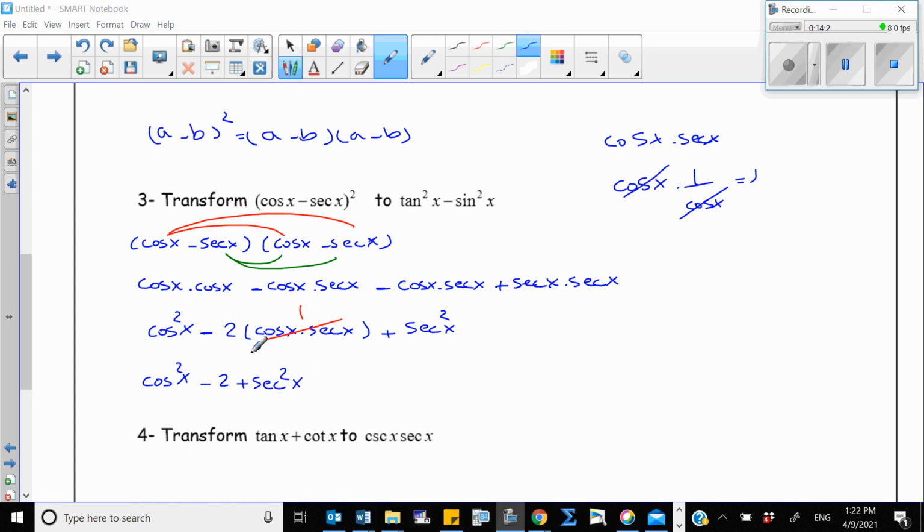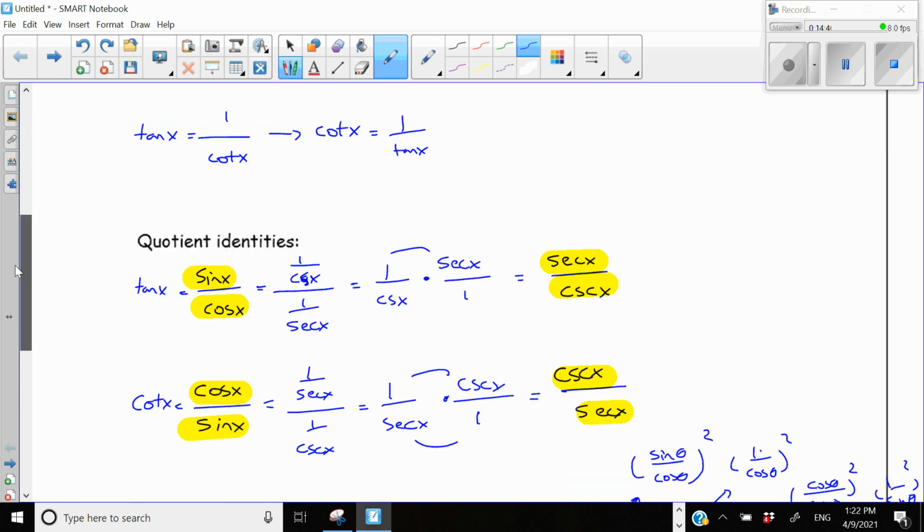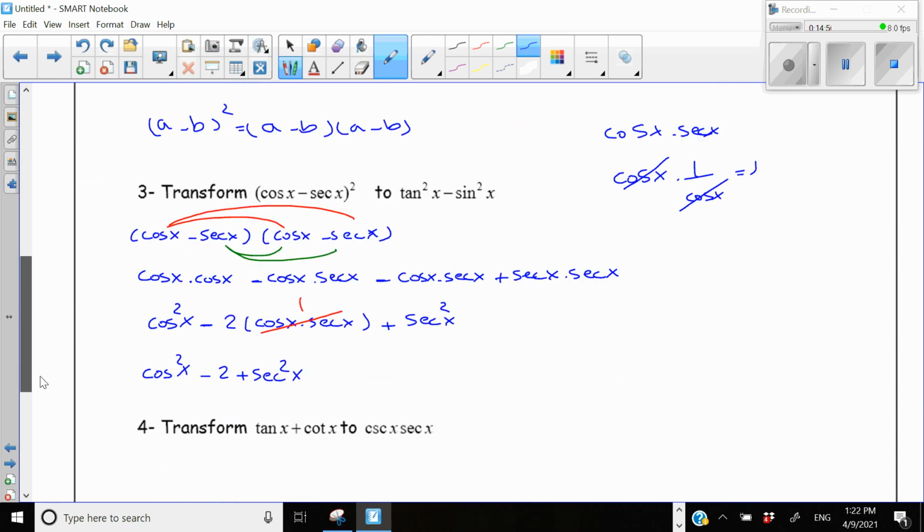So from here, we want to reach tangent squared minus sine squared. We have cosine squared and secant squared. How do I change them to tangent and sine? So we need to see if we have any identity that can change cosine to sine. Let's go here to the previous one. We had the Pythagorean theorem. Let's see if we can use this to change cosine to sine. So I'm going to write that here.